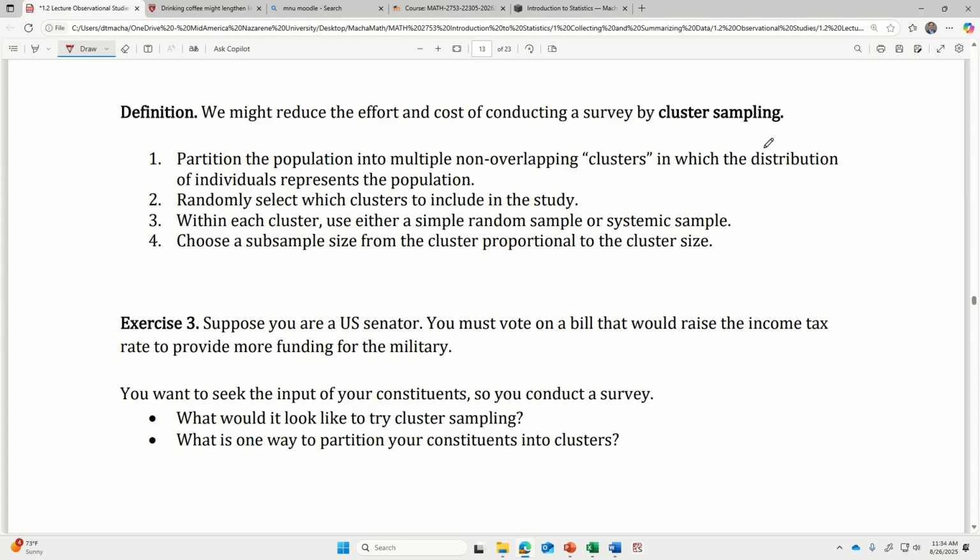This only works well if each cluster has the same distribution of opinions as the state as a whole. That's not always true. In fact, we expect rural towns to lean conservative and big cities to lean liberal, so it's not always the case that the clusters represent the population. If this is to work well, you want your clusters to be representative of your whole population.